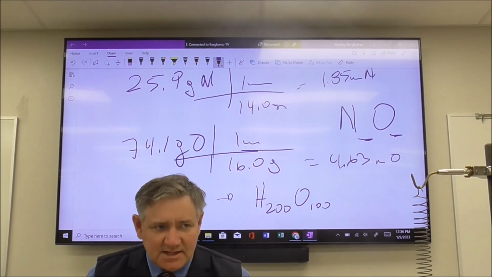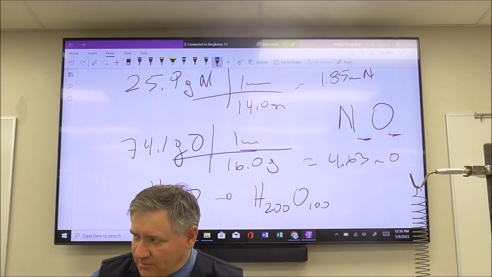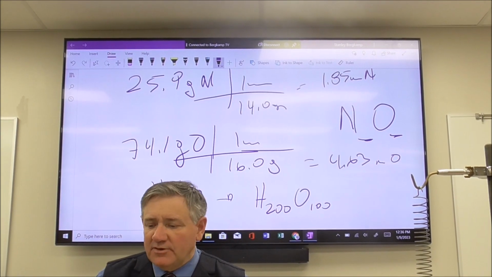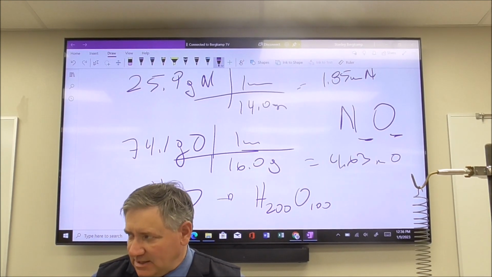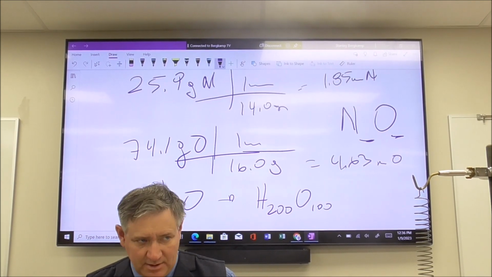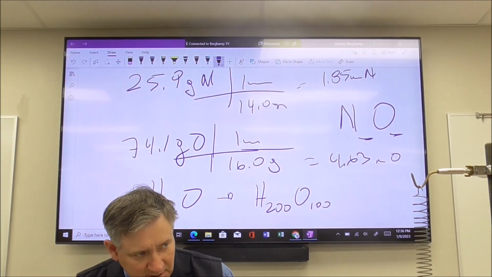Now, I cannot emphasize this enough. You have to get in the habit of writing down what these numbers are, okay? If you just put 1.85 and 4.63, you don't have an idea what these are, and I don't know what they are. You have to put units on the end.